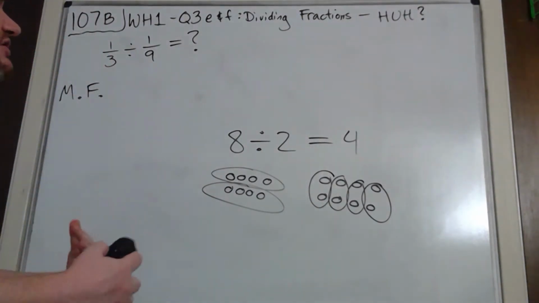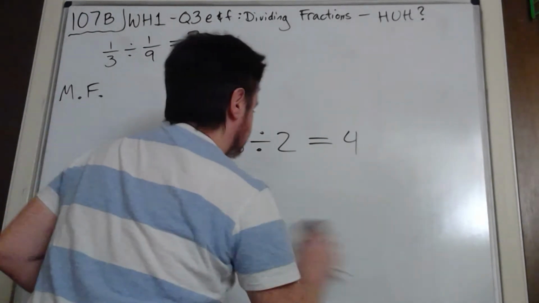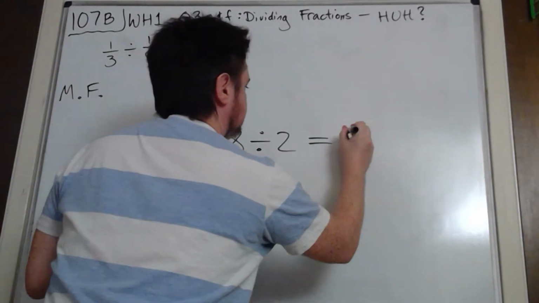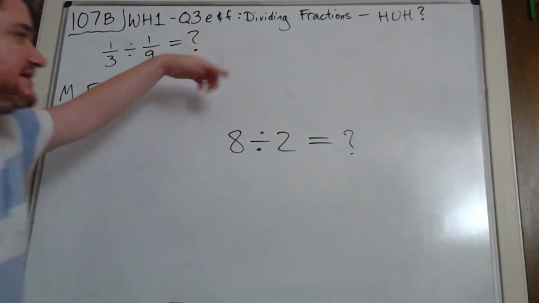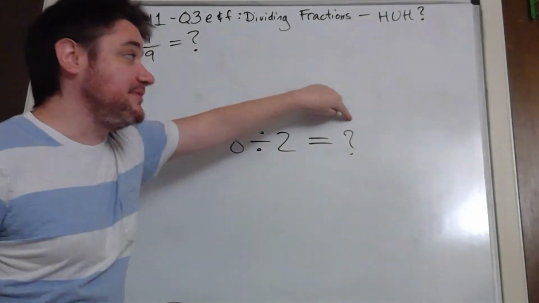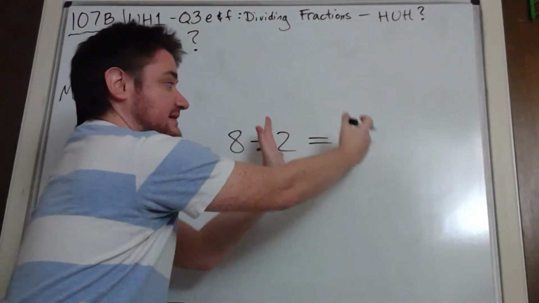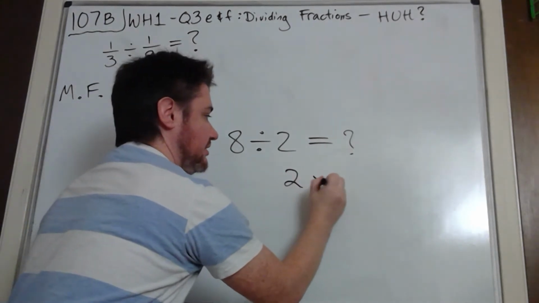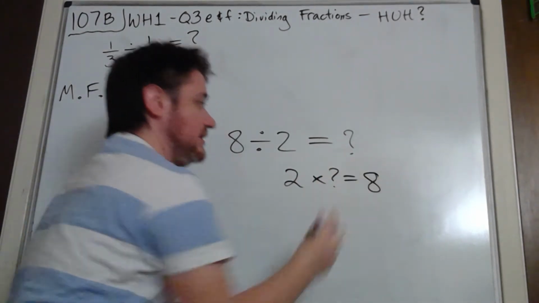But then finally, when we got to our definition, the missing factor, if we didn't know the answer, we'd say 8 divided by 2 equals something. And the way I used to always do it, to maintain the position here, is 2 times something equals 8.